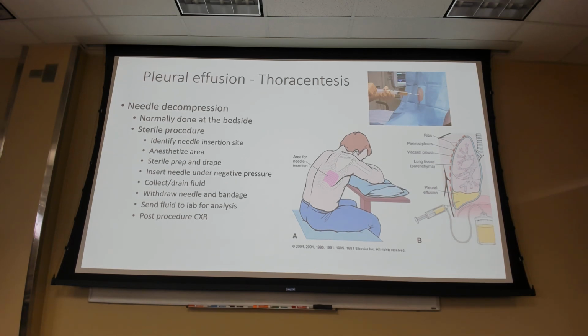A lot of times we may place what we call a pigtail catheter, which is just a small plastic catheter that's guided over the needle and a wire. And then we can leave it in the chest and continue to drain fluid off of it if we need to while they're in the hospital for their stay. And then obviously we need to get a post-procedure chest x-ray on all these patients.